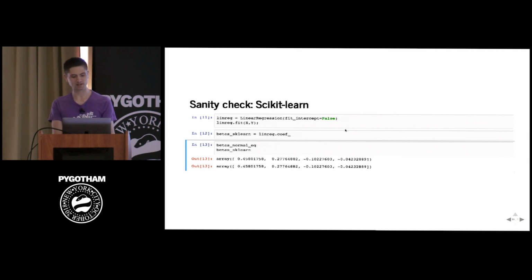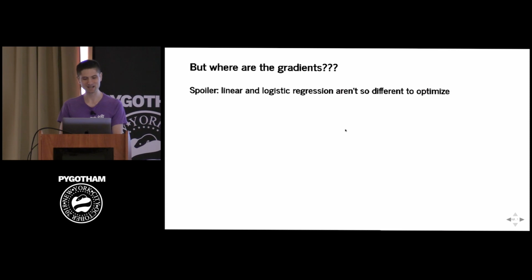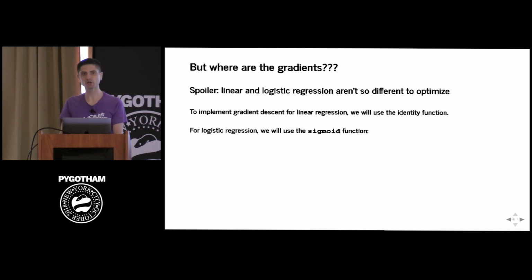So that's great. It looks like the normal equation, as promised, is doing what Scikit does, whatever that is. But where are the gradients? Right now we're really lacking in gradients, and we were promised gradient descent. So I guess the biggest spoiler is, linear and logistic regression aren't very different to optimize. In particular, for linear regression, we're just going to use the identity function as a placeholder to make it procedurally identical to logistic regression. And for logistic regression, we'll use the sigmoid function.